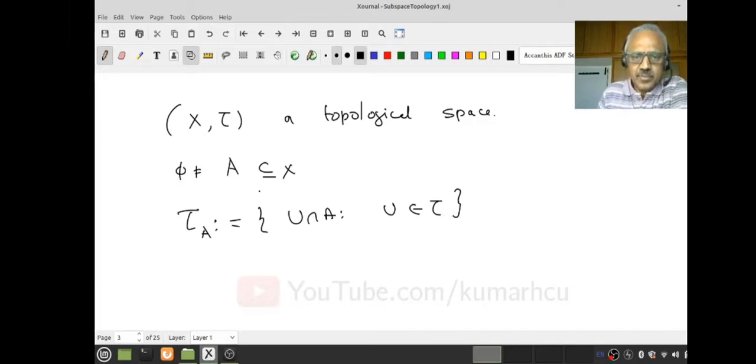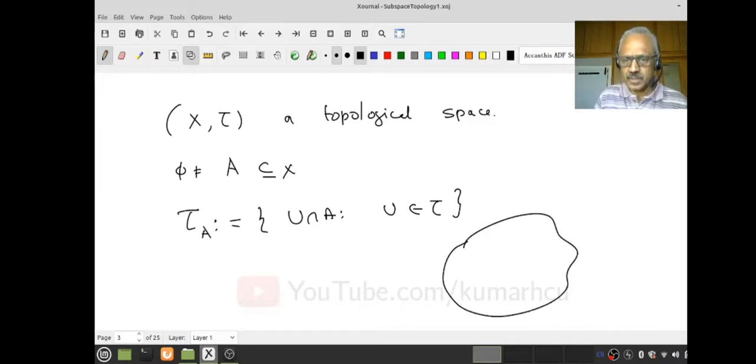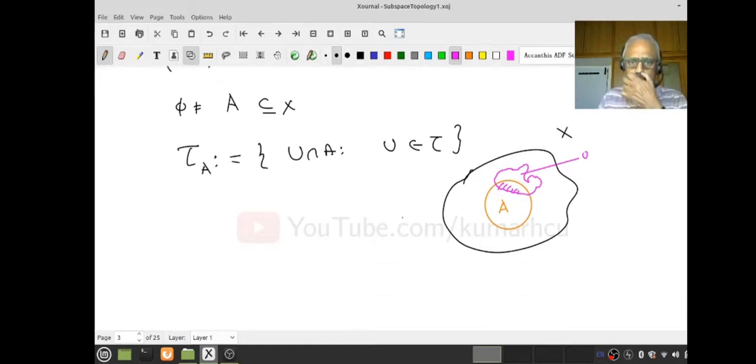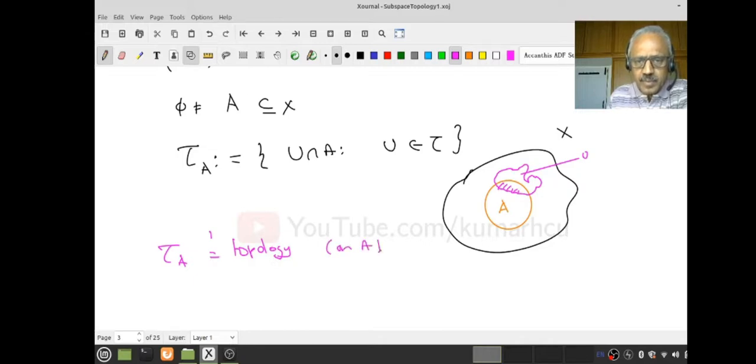If you want I can write tau_X, but I'm writing tau_A, right? So pictorially, this is how it looks. This is my X and this may be my A, and this may be my U. Therefore U intersection A is this. Okay, right. So one would like to check whether tau_A is a topology, of course on A.